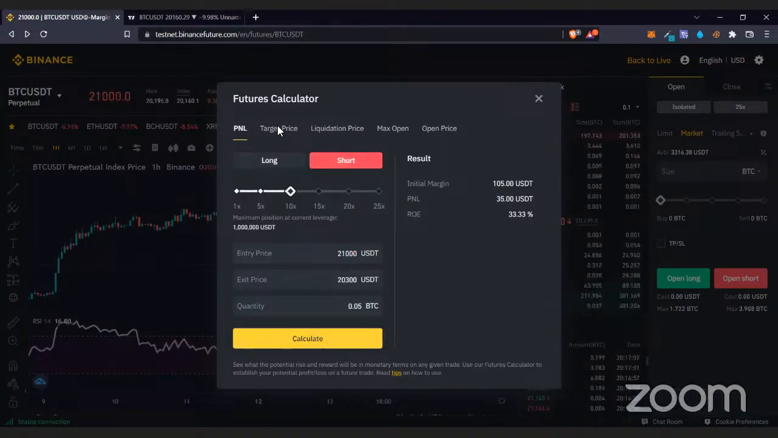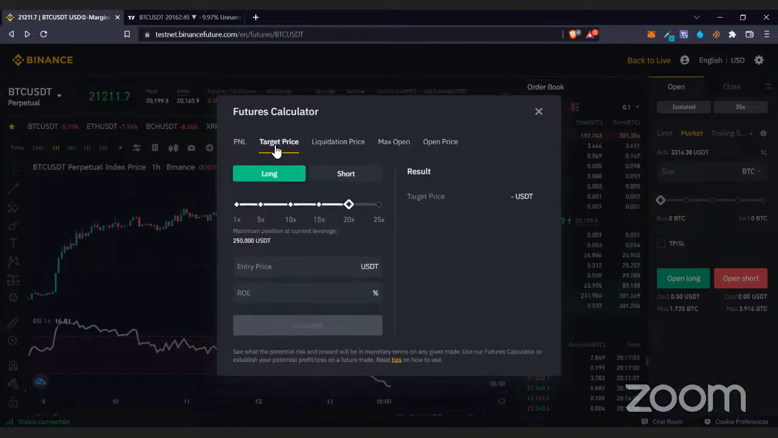Okay, the next tab here is the target price. On the target price, we equally have long and short position. So here I'll come back to our 10x leverage. Always use between 1x to 10x leverage because we want to play safe in the market. So if I come in here to the 10x leverage, our entering price once again is around 21,000, so we'll put in 21,000.